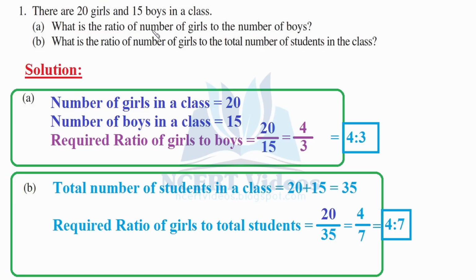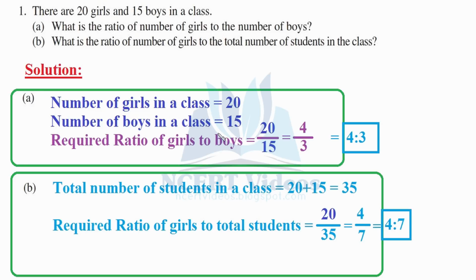So this is your first question, and we have to find the ratio of number of girls to number of boys. Well, both of the values are given to us. That is, girls is 20 and boys are 15. Therefore, we write number of girls in a class is 20 and number of boys in a class is 15.